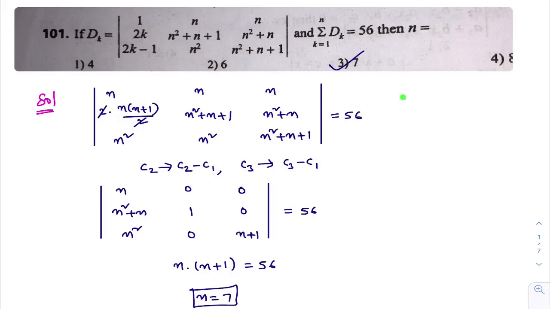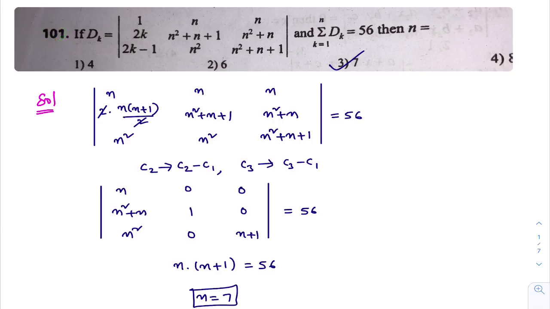In previous classes, we completed question number 1 to question number 100, Determinants Objective JEE. In this class, we will do from question number 101 to 115. Okay. You observe this question number 101.